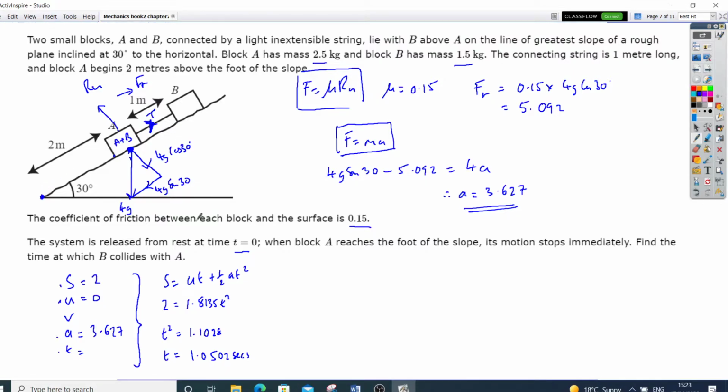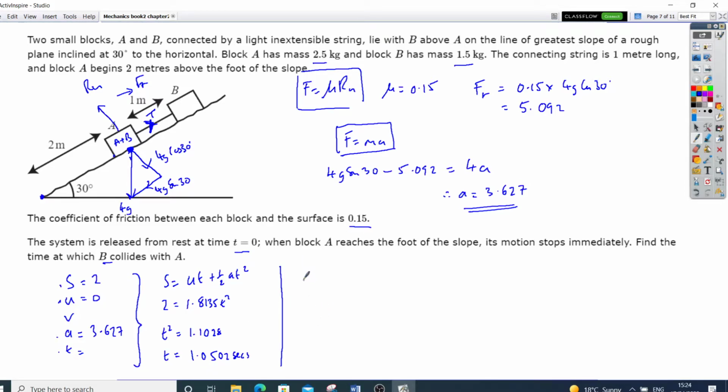Okay, that's the reason. Now we know that A has reached the ground, so when A reaches the ground, that tension no longer exists. So B is by itself, and there's only 1 meter, so we need to find now how long it will take for B to travel 1 meter before it collides, and then we get the total collision time between B and A. Okay, which we then add together.